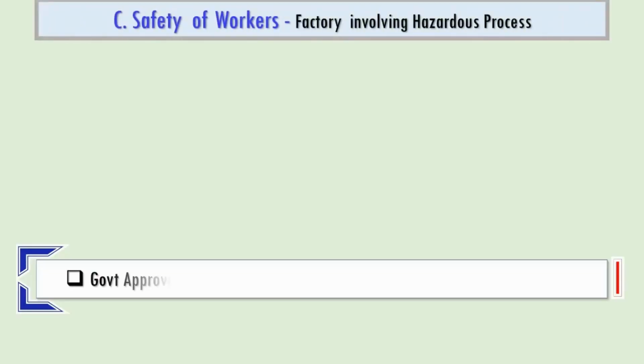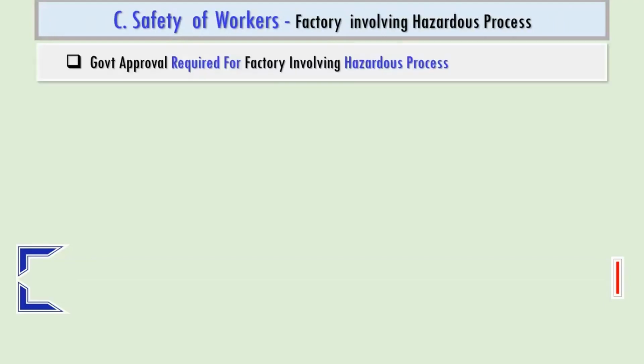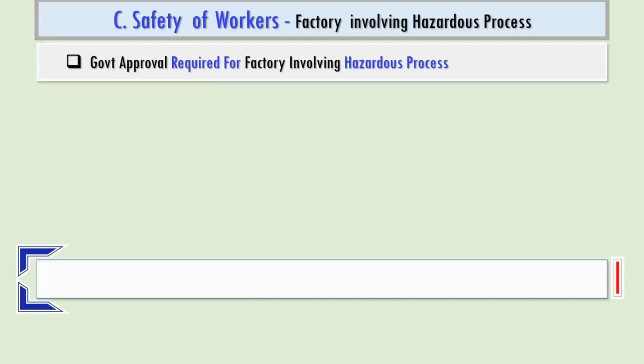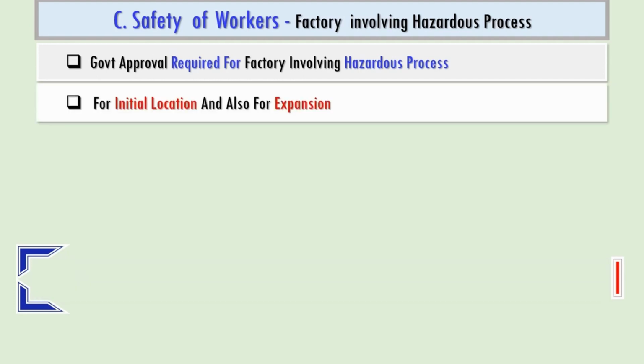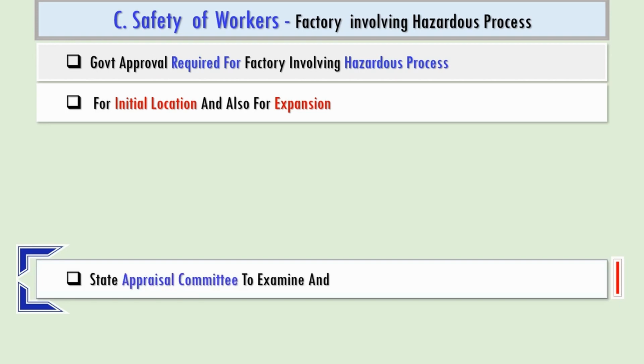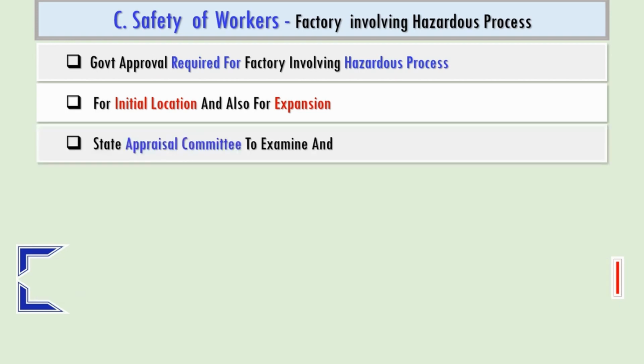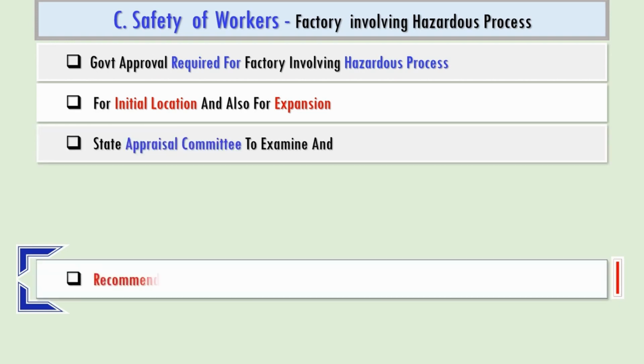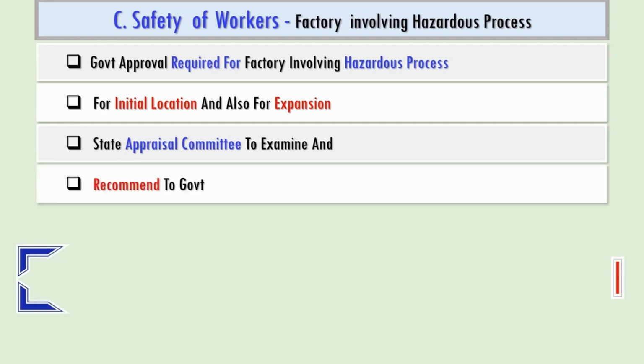For any factory involving a hazardous process, either for setting up or for expansion, government approval is required to be obtained. An appraisal committee appointed by the government will review every application and give its recommendation to the government within a period of 90 days from the date of application.